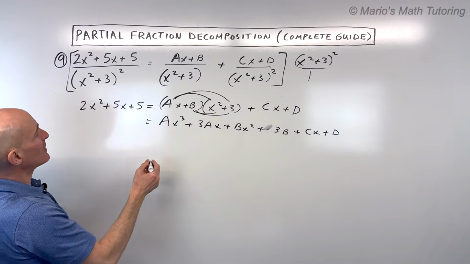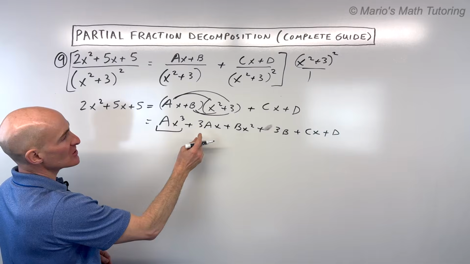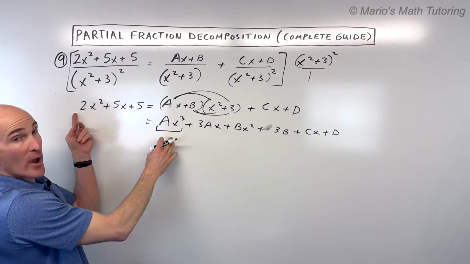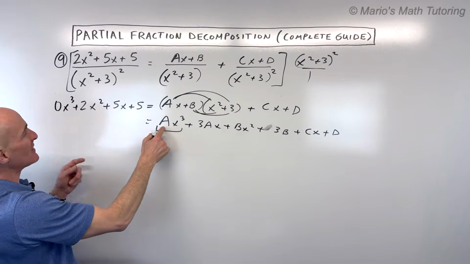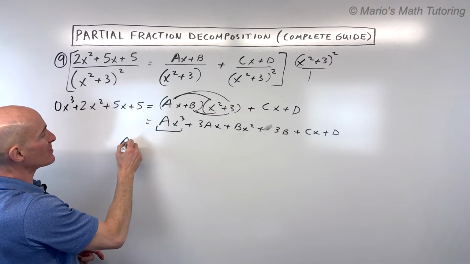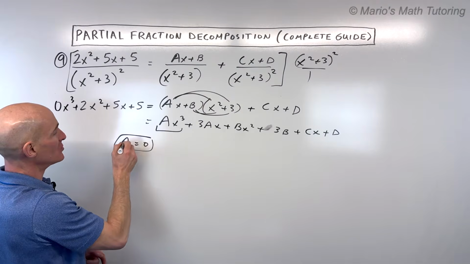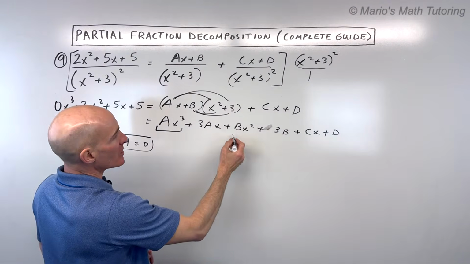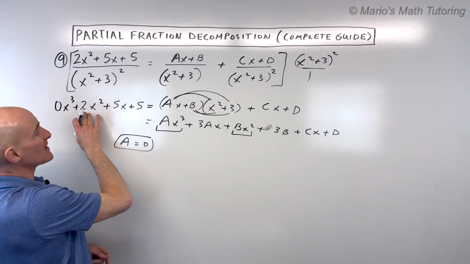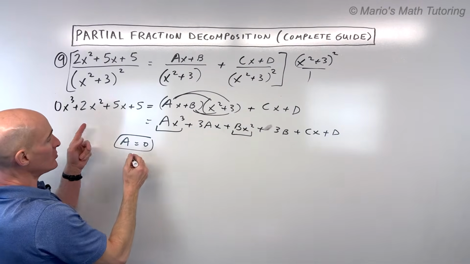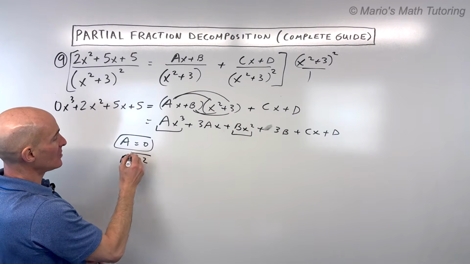So we're going to look at the like terms. So we've got ax cubed. There's no x cubes over here. So this is kind of like 0x cubed, right? So that means that a is equal to 0. All right, so we already solved for a. That's good news. Now let's look at the x squared. So we just have this x squared term here. So that's equal to this x squared term. So that means that b equals 2. Okay, this is looking good.